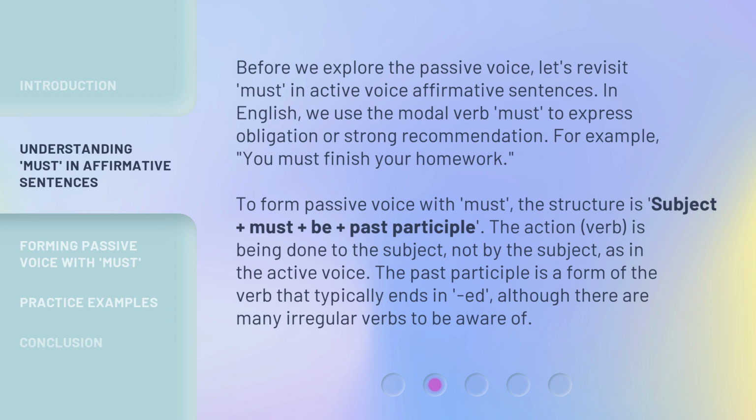To form passive voice with must, the structure is subject plus must plus be plus past participle. The action verb is being done to the subject, not by the subject, as in the active voice. The past participle is a form of the verb that typically ends in ed, although there are many irregular verbs to be aware of.